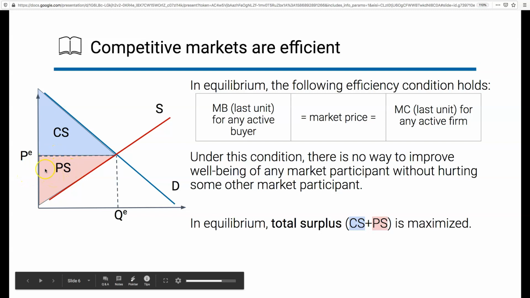And so now, if we were to analyze any market distortions, any interventions in the market that will change the equilibrium from the competitive equilibrium at the intersection of demand and supply, we can analyze the inefficiency of those policies by looking at how much surplus they destroy, how much surplus there is left in the market after the policy is implemented.